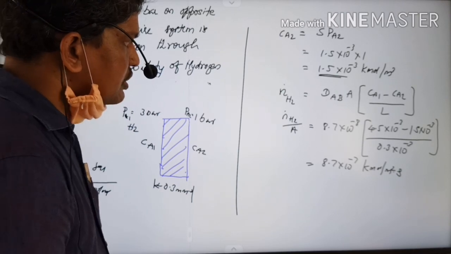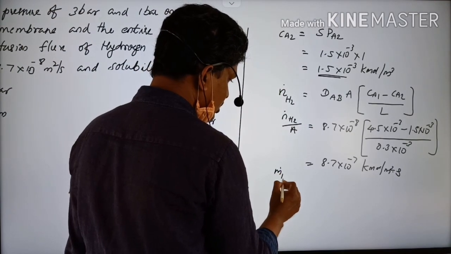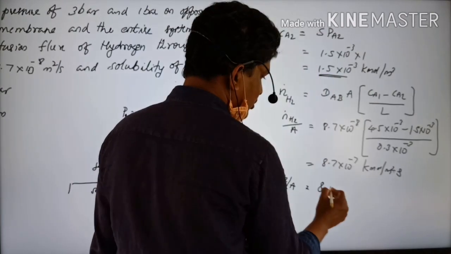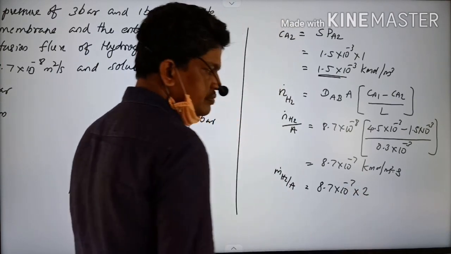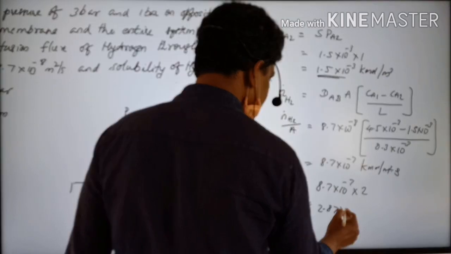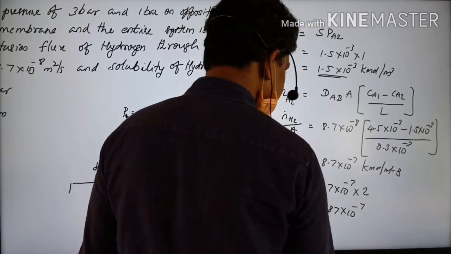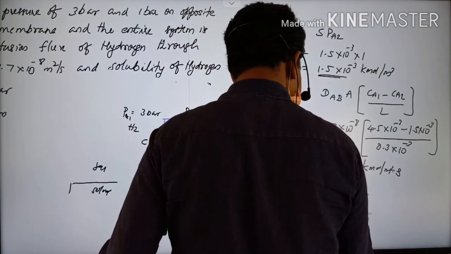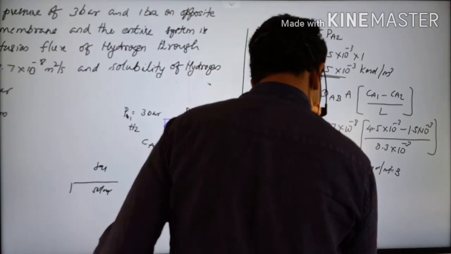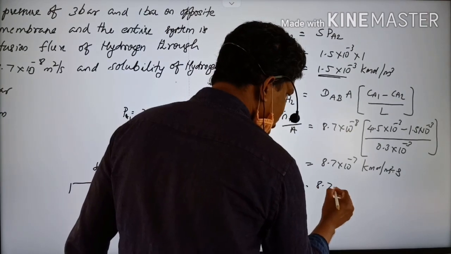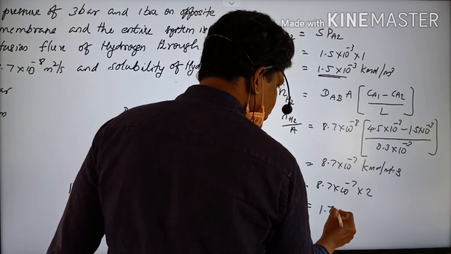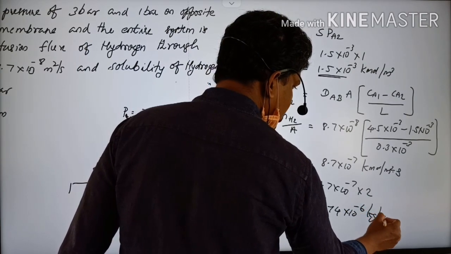Okay. In terms of kilogram, you can find out the mass flow rate of hydrogen per unit area, which is equal to 8.7 into 10 raised to minus 7 into the molar mass, into 2, which is equal to 1.74 into 10 raised to minus 6 kilogram per meter square second.